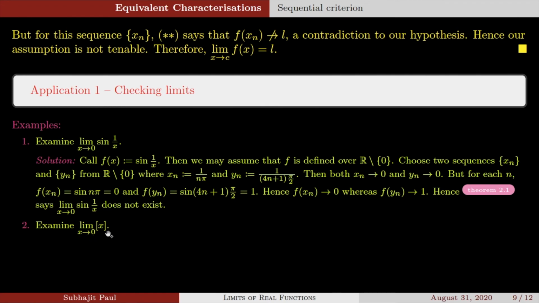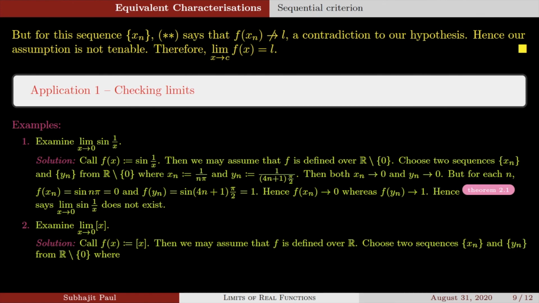The next example is this one, box x, the greatest integer function. From 0 to 1, it is 0. From -1 to 0, it is -1. It is the greatest integer smaller than or equal to x. Call this f, then we may assume that f is defined over all of R. 0 is not any critical point. Choose two sequences x_n and y_n from R minus 0, one from the right side, one from the left side. So x_n is 1 over n, y_n is -1 over n.